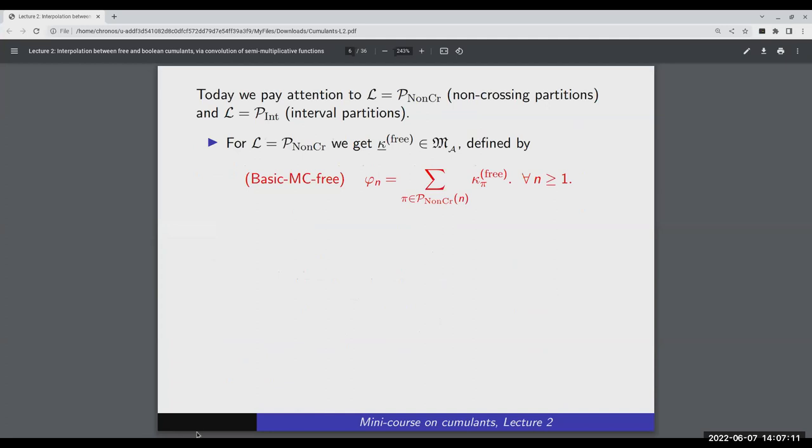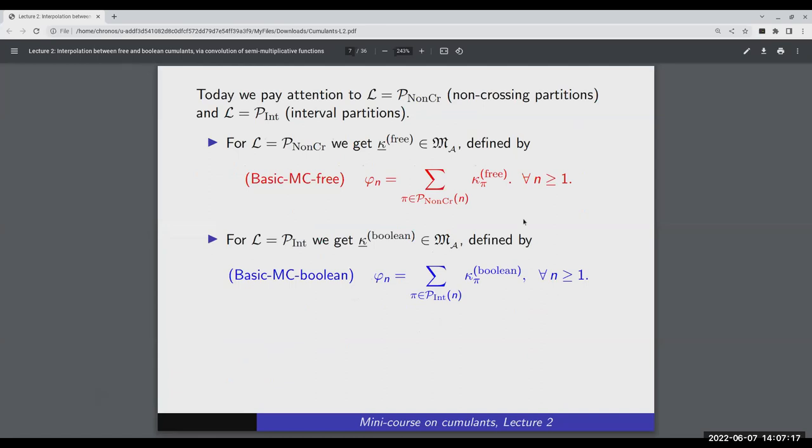Okay, so today I look at the free and the Boolean cumulants. These were the basic moment-cumulant formulas: for L being non-crossing partitions, you get a sum over non-crossing partitions; for L being the set of interval partitions, you get a summation over interval partitions. And these were the formulas defining free and Boolean cumulants.